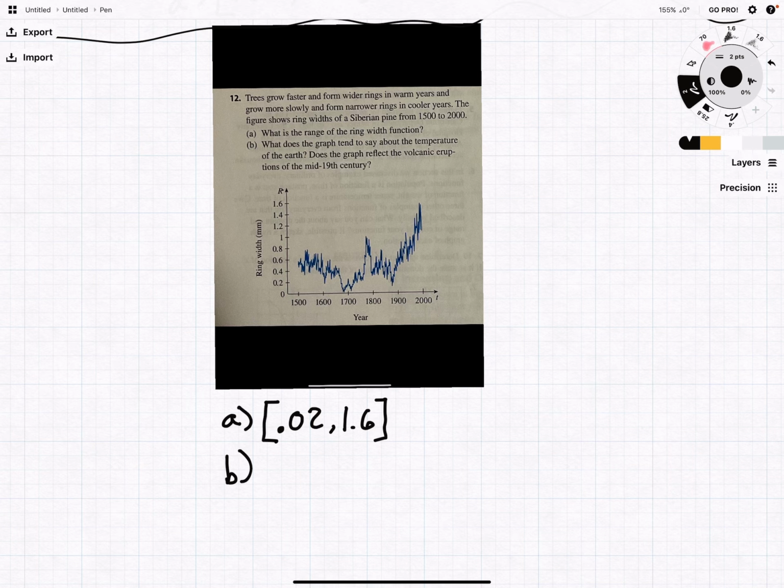And then part B, it says, what does the graph tend to say about the temperature of the Earth? And I guess they wanted to throw in a bit of trivia here because it says, does the graph reflect the volcanic eruptions of the mid-19th century? And I guess so, because in the mid-19th century, right around here, we start to have these volcanic eruptions, which I don't know if that would make it hotter or colder. Maybe colder because the Earth could be covered in a little bit of a blanket.